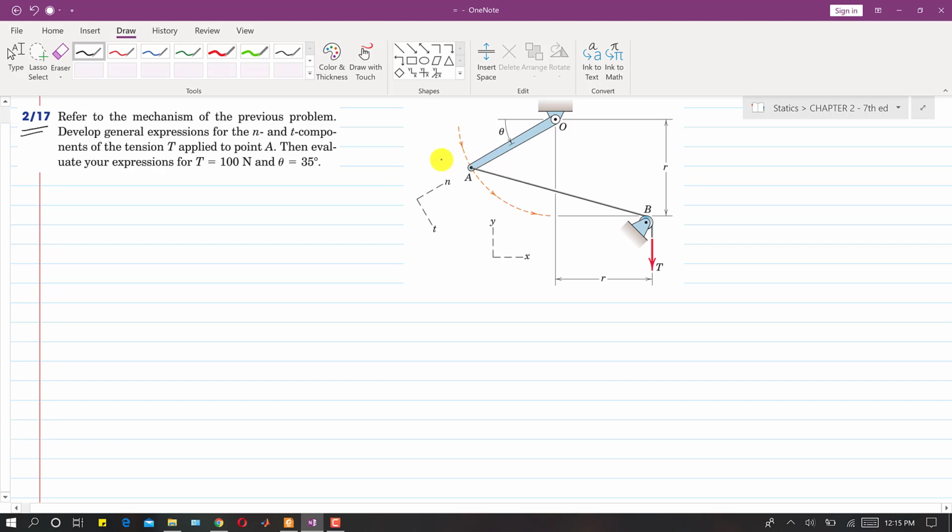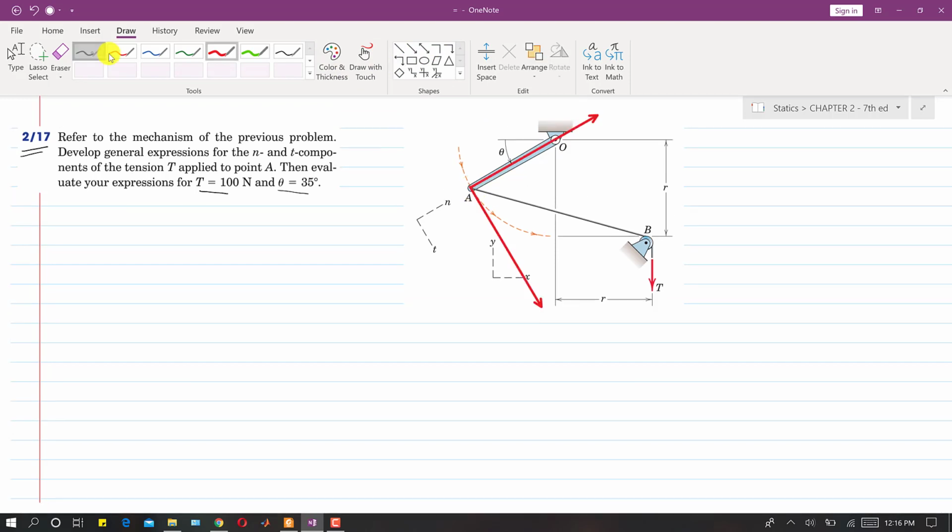So now in this problem it says to develop the general expression for the Tn and Tt components along the n and along the t direction, right? And here also the values T is equal to 100 and theta is equal to 35, it's also given. So let me draw the normal and tangential axes here. This is the positive n direction and this is the positive t direction, right?